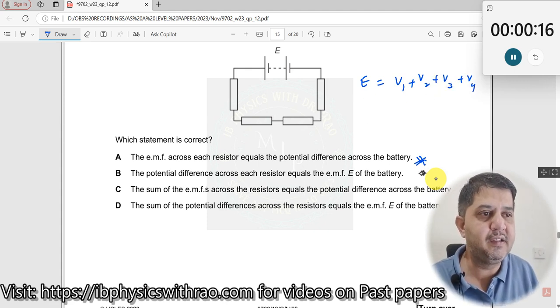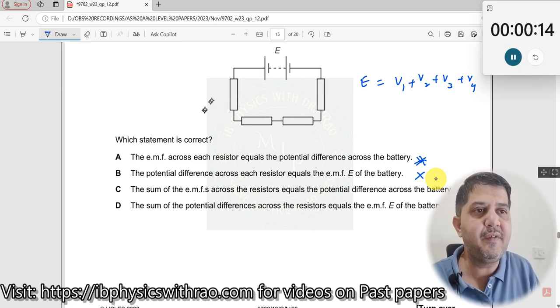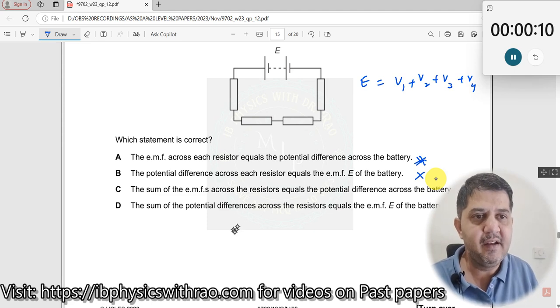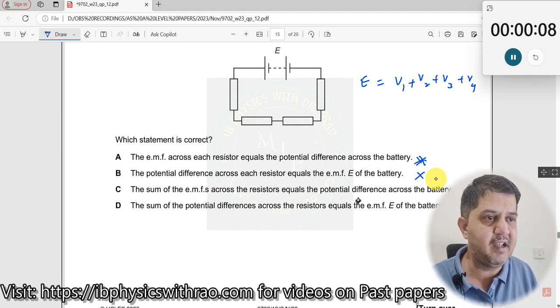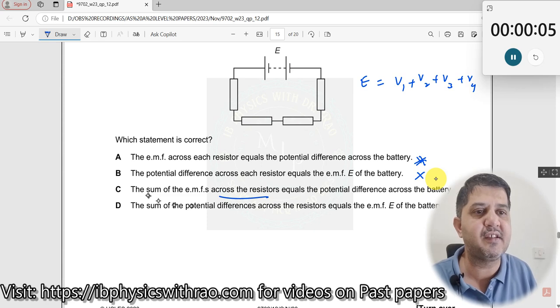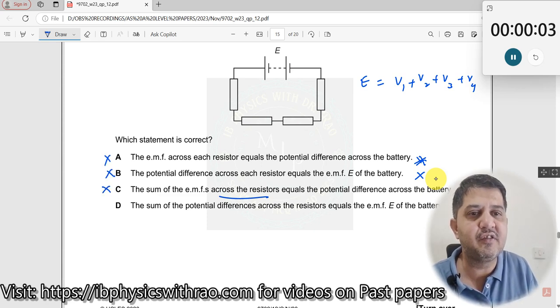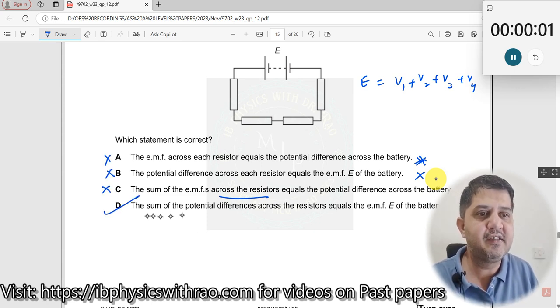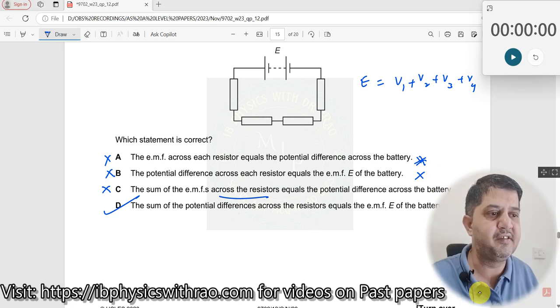So therefore this is also incorrect, because it says V1 is equal to E, V2 equal to E, V3 equal to E, and V4 equal to E, which is incorrect. Some of the EMFs, as I already told you, you cannot have EMFs across the resistor. This is also incorrect. So three are gone. The fourth one should be the right answer: the sum of the potential differences across the resistors is equal to the EMF of the battery. That's the right option.